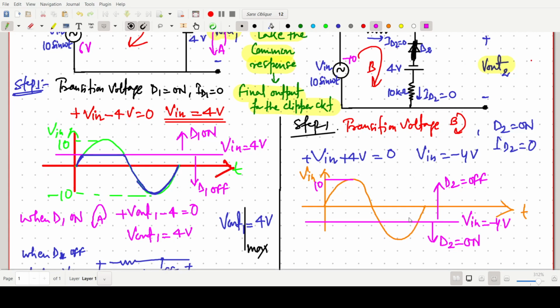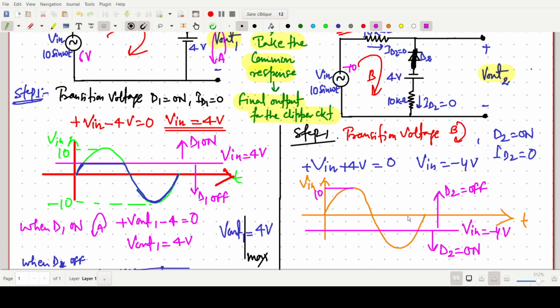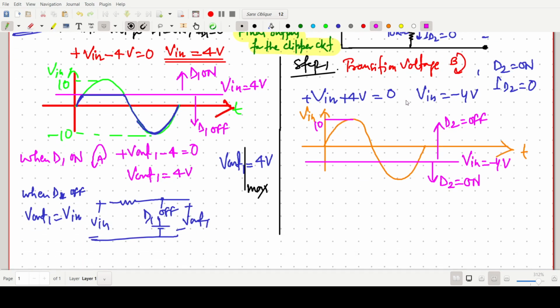Now one can also observe that in this case, when the diode is on, I am just making this circuit. Say V in, and this one is 10 kilo ohm, and D2 and 4 volt, and this one is 10 kilo ohm.